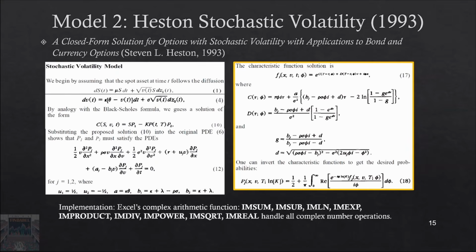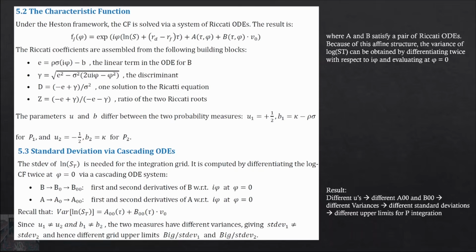And we can see this in Heston's 1993 paper. Here is the characteristic function. The function itself is longer than the Black-Scholes, but let's look at equation 18. The Fourier inversion framework is still the same. And here's a technical note that I created to help you understand the characteristic function under the Heston framework and how this framework computes the standard deviation via cascading ODEs.